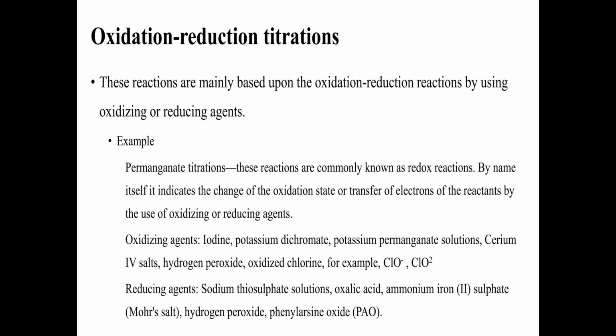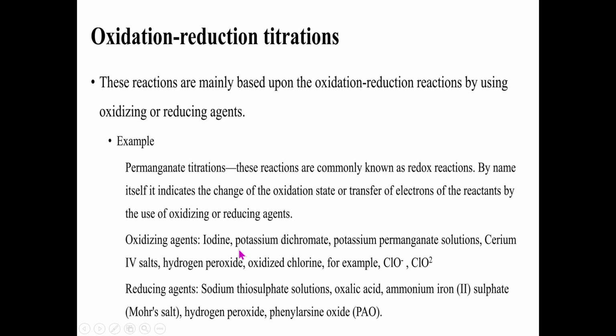The next and very important type of titrimetric method is oxidation reduction titration. These reactions are mainly based upon oxidation reduction reactions by using oxidizing and reducing agents. An example of this particular type of reaction is permanganate titration. These reactions are commonly known as redox titration. The name itself indicates the change of the oxidation state, or the transfer of electrons of the reactant, by the use of an oxidizing or reducing agent.